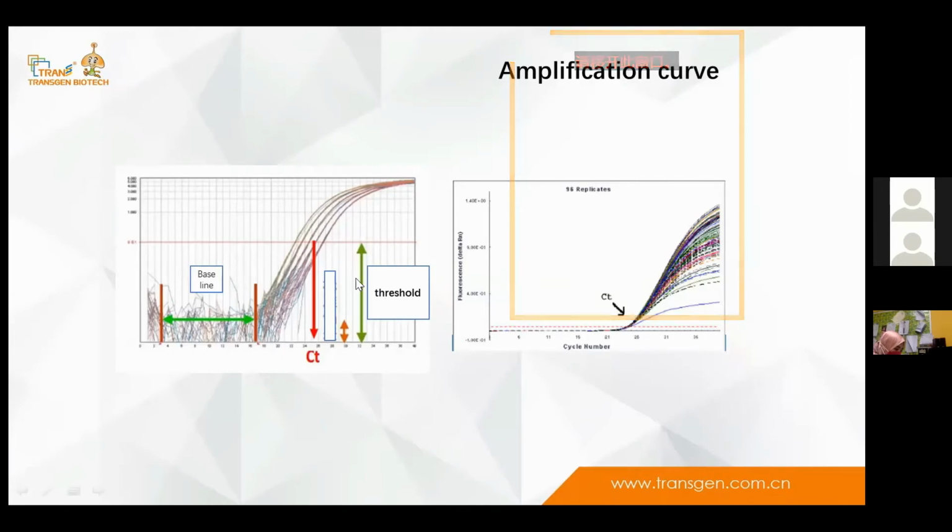And also there's a threshold line. The threshold line corresponds with the amplification curve, and this point is the CT value. This CT value is a very key factor in the later calculation.